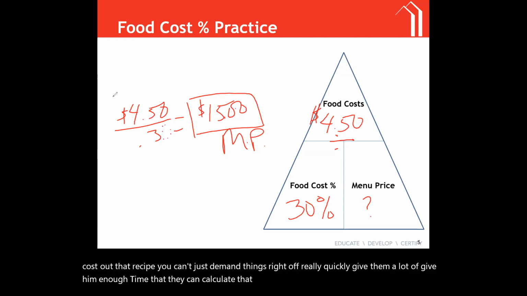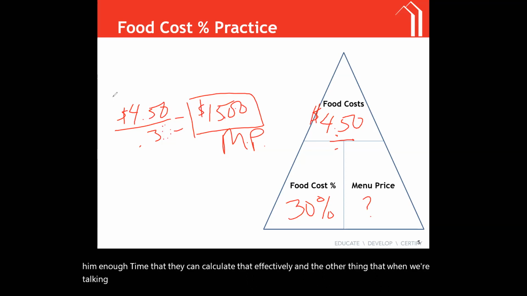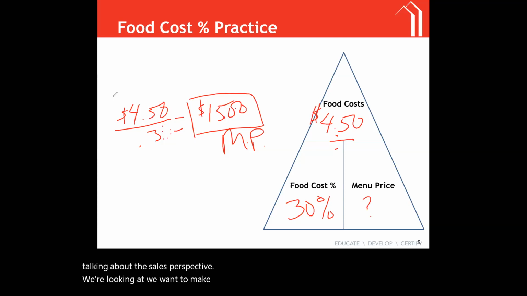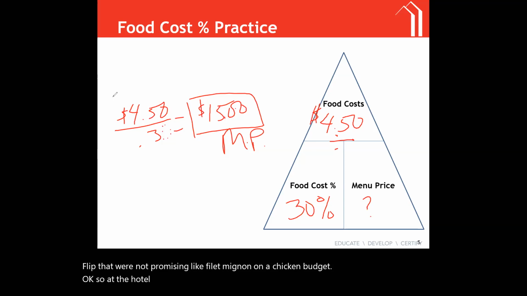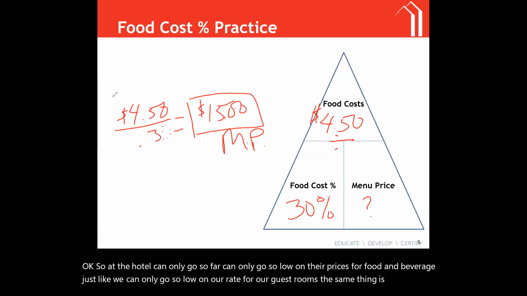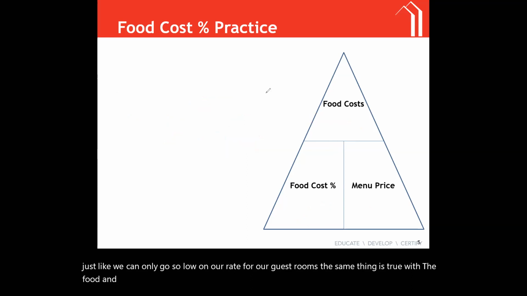The other thing, when we're talking about the sales perspective, we want to make sure that we are not promising filet mignon on a chicken budget. Okay, so if the hotel can only go so low on their prices for food and beverage, just like we can only go so low on our rate for our guest rooms, the same thing is true on the food and beverage side. Questions about this? Let's do one more.